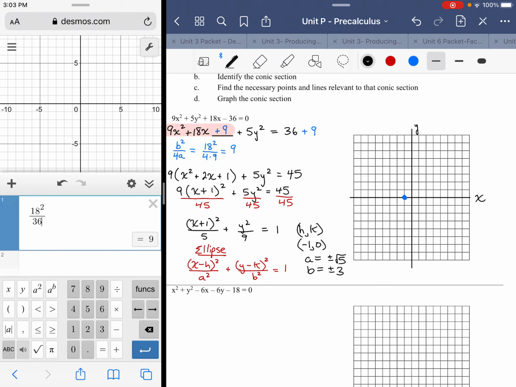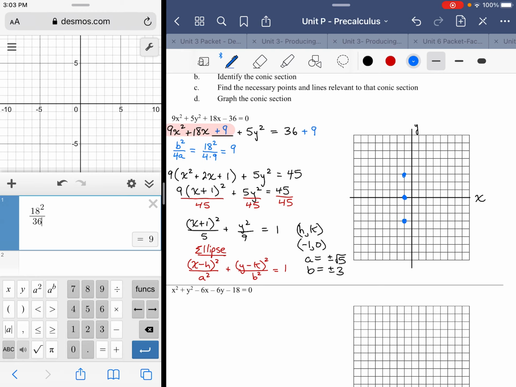Since the √5 is associated with the x term, that means we're going to go left and right, in the direction of x. Since the 3 is associated with the y term, that means we're going to go up and down. So 1, 2, 3, up, because I'm going to plot the up and down because it's just easier.